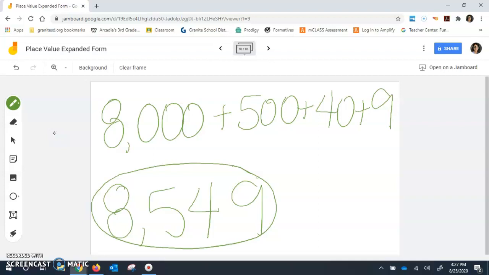You'll notice on this level there's both writing it in expanded form, this form, and standard form. So make sure you read what it asks you to do. Good luck on this level. You've got it.